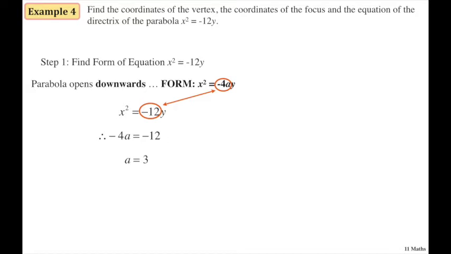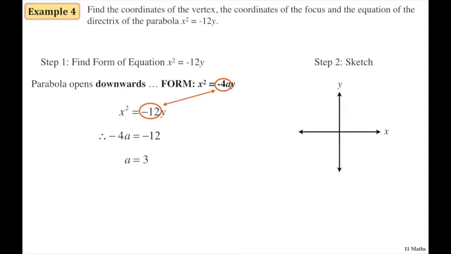So the focal length is 3. A will always be a positive number because it's a length. It's the distance from the vertex to the focus, or the distance from the vertex to the directrix. Well, now we know a is 3. Let's do a bit of a sketch just to make sure we've got things right.